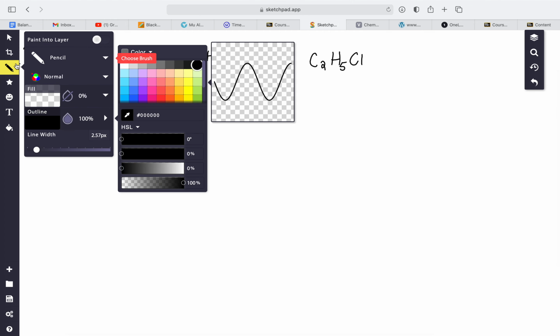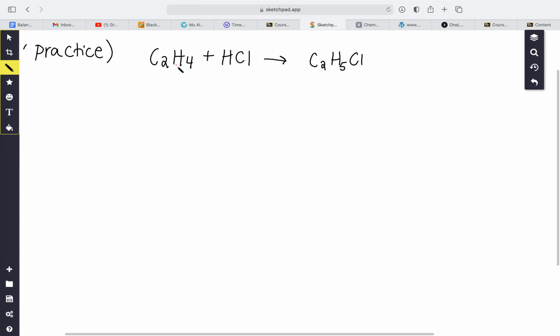So we have C2H4 plus HCl, hydrochloric acid. That's going to yield C2H5Cl. All right, so let's draw these out.